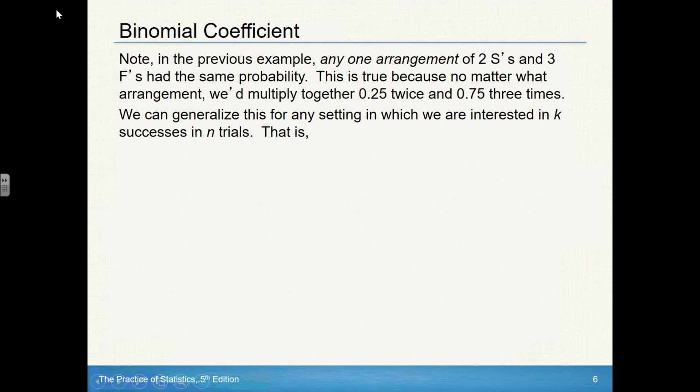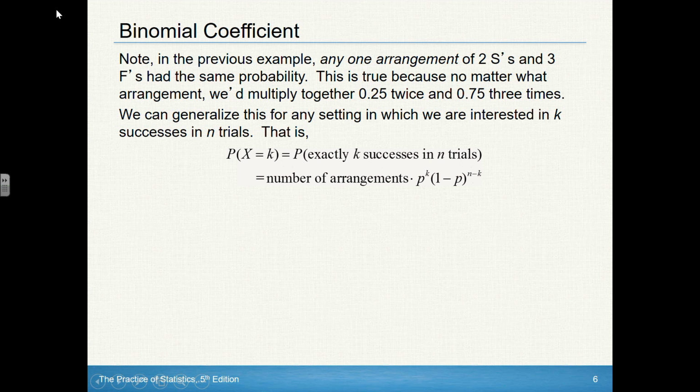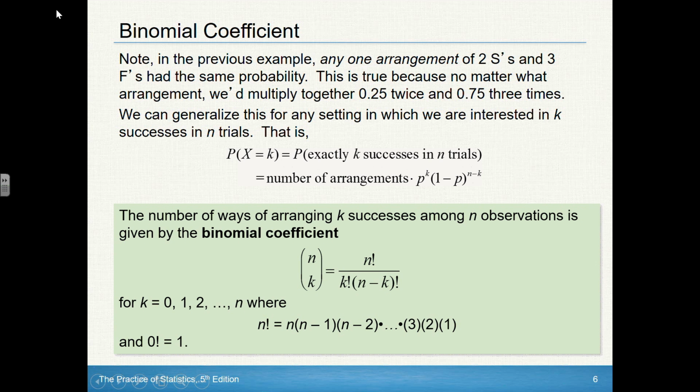And that's where the binomial coefficient comes in. We could think about how many different ways we could organize this, and we can use something that you learned back in Algebra 2. We could use the combination method. It says, in a previous example, any one of the arrangements of 2 S's and 3 F's have the same probability. And obviously, we know that because we're just rearranging the way we multiply there. But if we're trying to find K successes in N trials, we would look for N choose K.